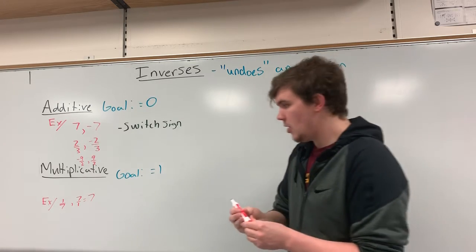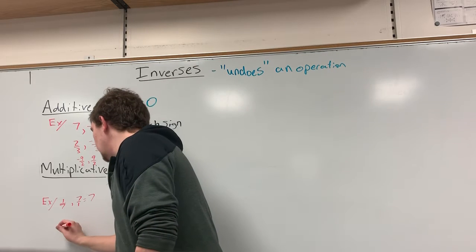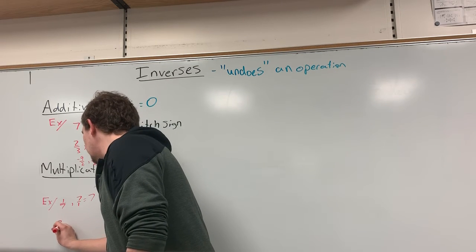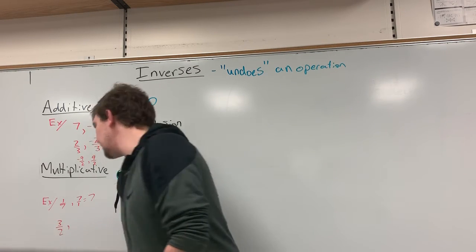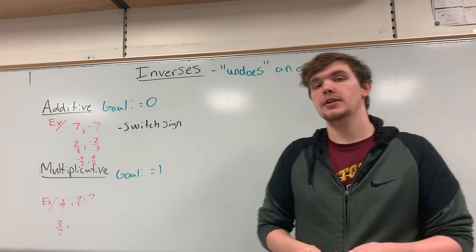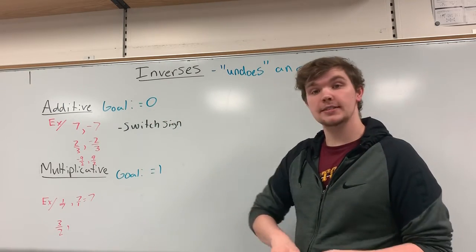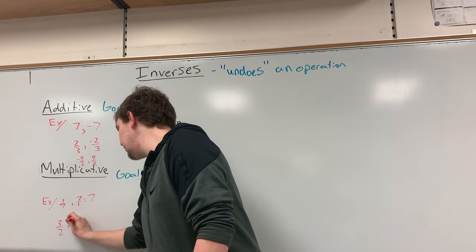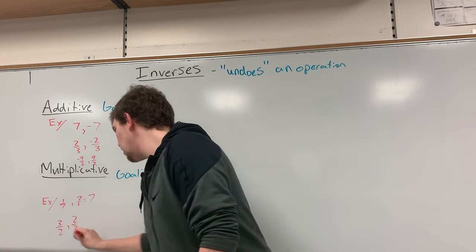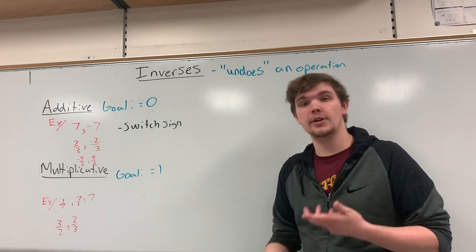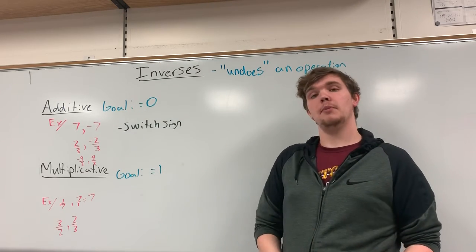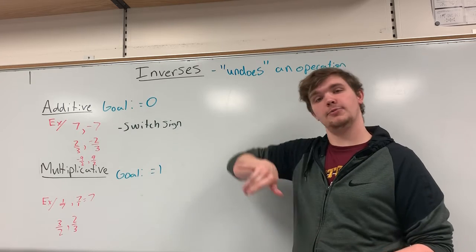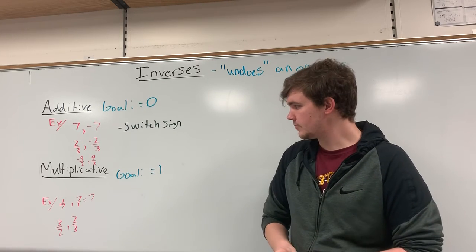And so what if I had, I don't know, 3 halves? What if I'm finding the multiplicative inverse of 3 halves? Well, I'm just going to flip the fraction. Instead of having 3 halves, I'll have 2/3. Okay, and then those two numbers, 3 halves and 2/3, are multiplicative inverses of each other, because really I'm just flipping the fraction.